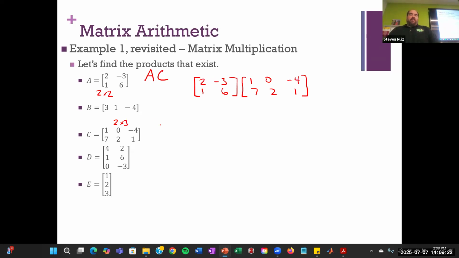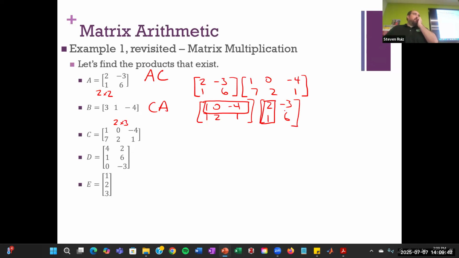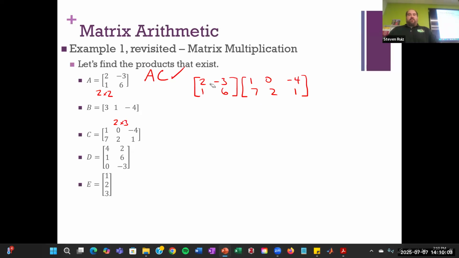But what happens if I look at CA? CA is going to look like 1, 0, negative 4, 7, 2, 1 times 2, negative 3, 1, 6. Multiplying a row of this matrix by a column of this matrix, those aren't the same length, so I won't be able to do those products. So that's why AC is fine, CA is not going to happen. So AC is one we can multiply out tomorrow.